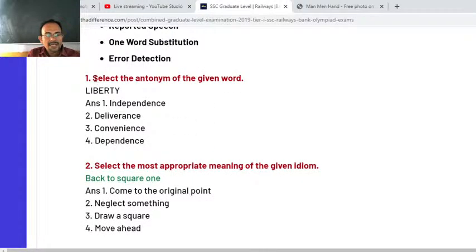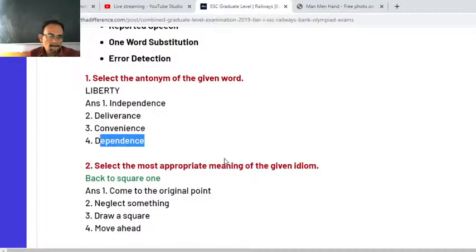Select the antonym of the given word. So what do you think should be the antonym of liberty? Is it independence, deliverance, convenience, or dependence?